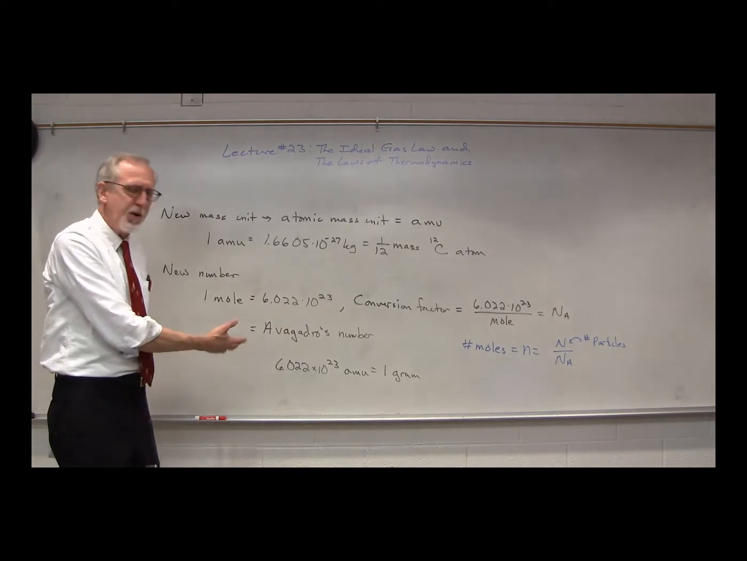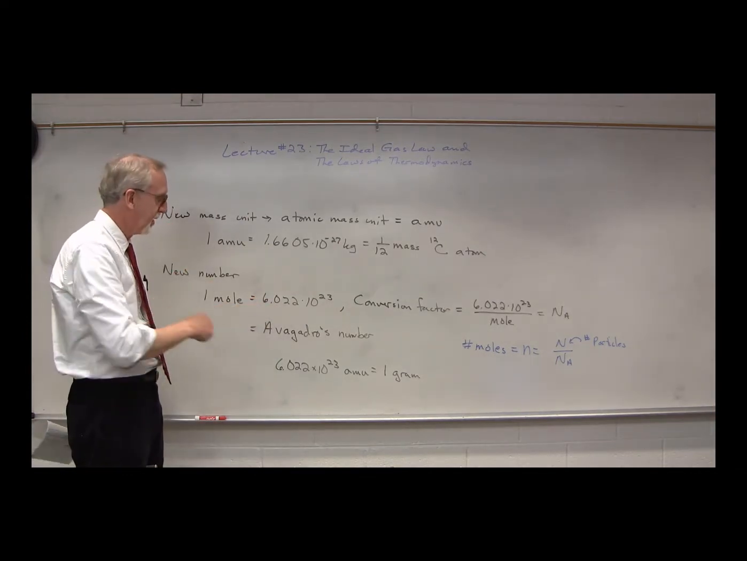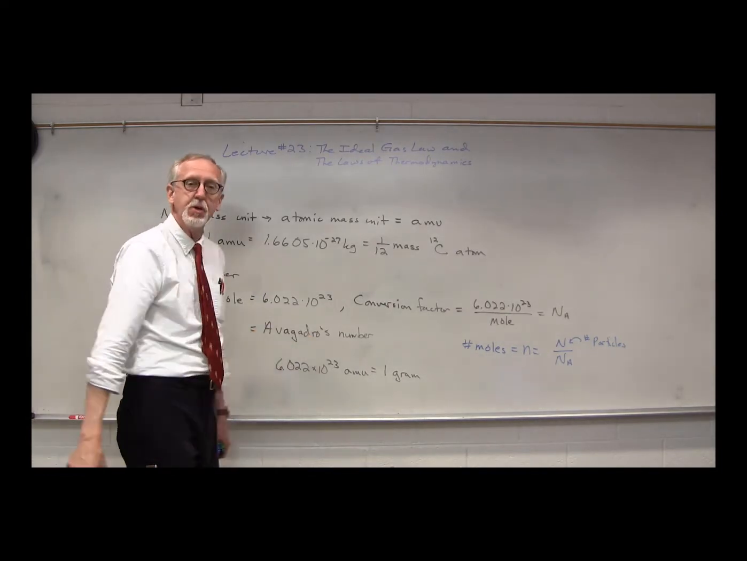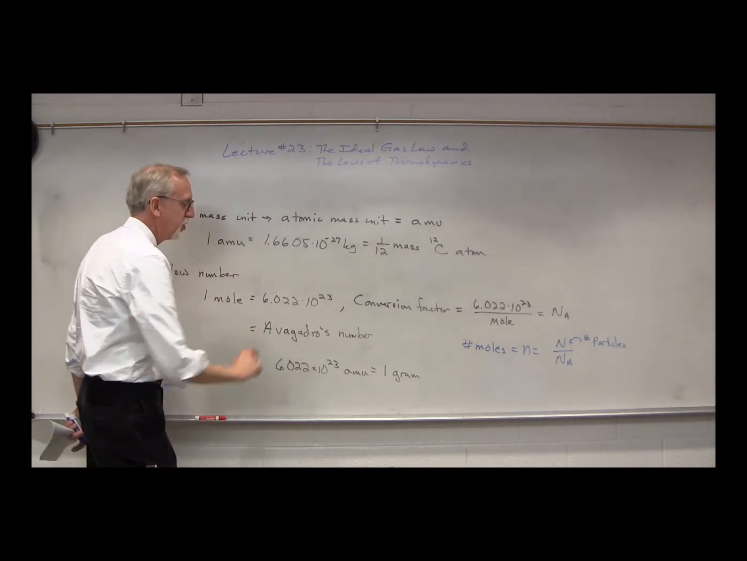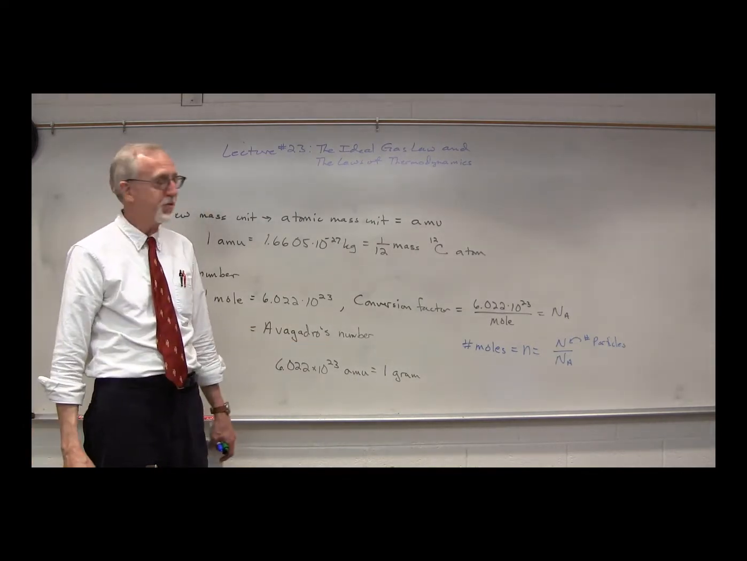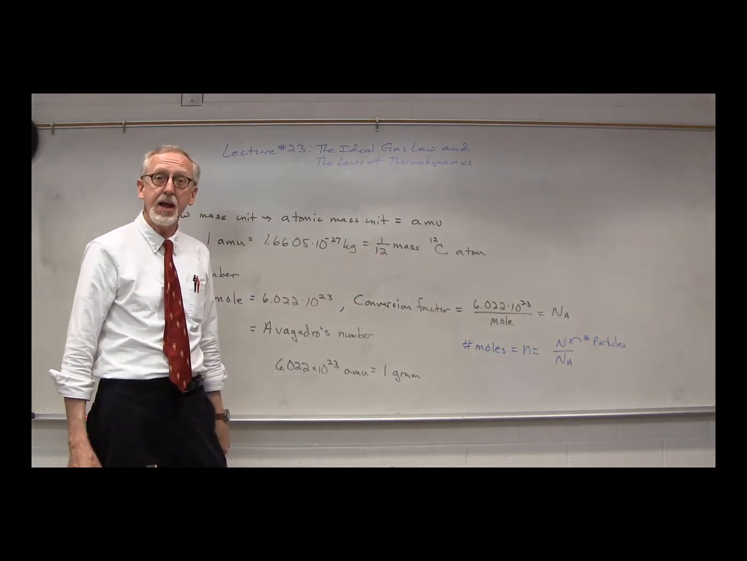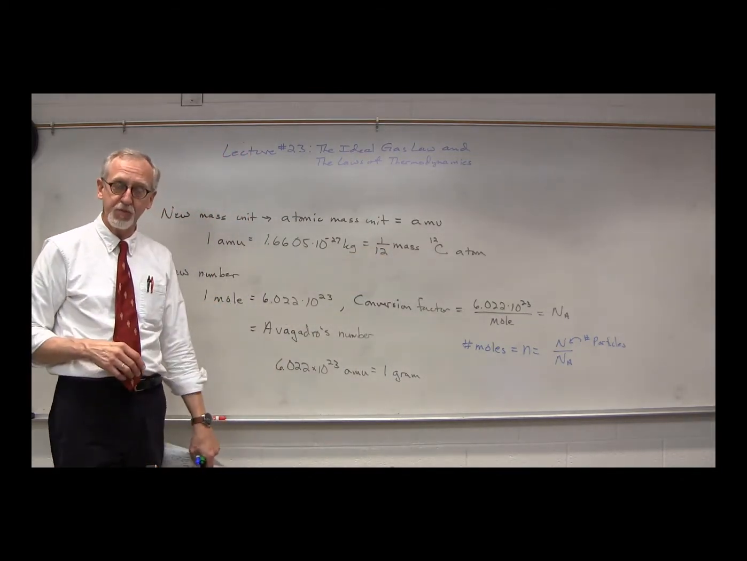Now, where does this come from? Where does Avogadro's number come from? Why that number and not something else? Well, it's the number of AMU in a gram. So that 6.02 times 10 to the 23rd AMU is equal to 1 gram. So by trying to determine how many of these masses are in a gram, that's where Avogadro's number comes from.